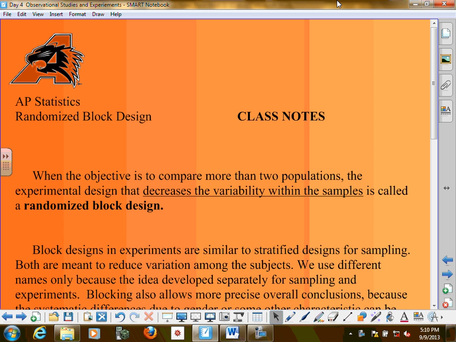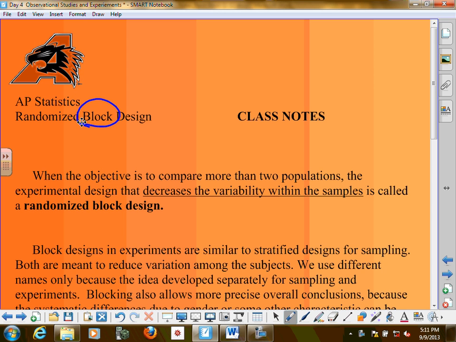Right, this is your notes on randomized block design. So you picked this up when you came in. And so the key here is that we are going to be blocking items together. So blocking is putting things that are similar together in the same block because you think that whatever that trait is going to affect the treatment in some way.